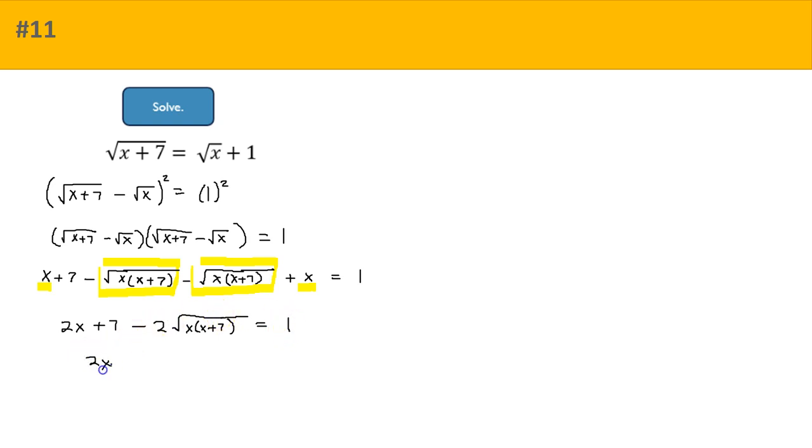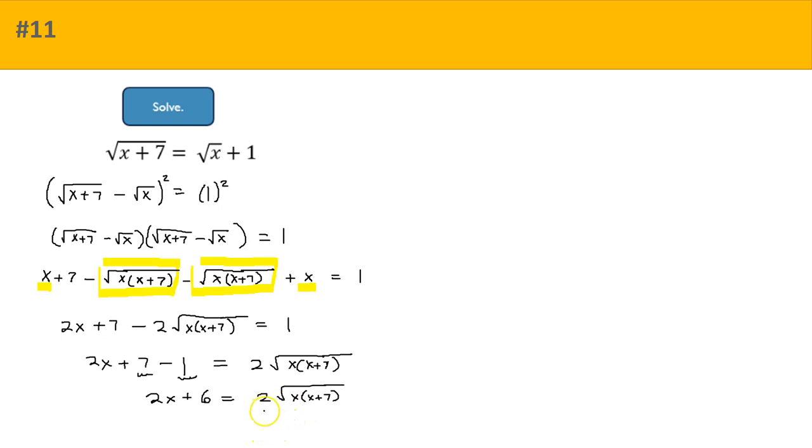So we'll have 2x plus 7 minus 1 on the left side. On the right side will be 2 square root of x times x plus 7. All right, so let's combine like terms. We can combine this with this. 7 minus 1 is 6, so we'll have 2x plus 6 equals 2 square root of x times x plus 7.